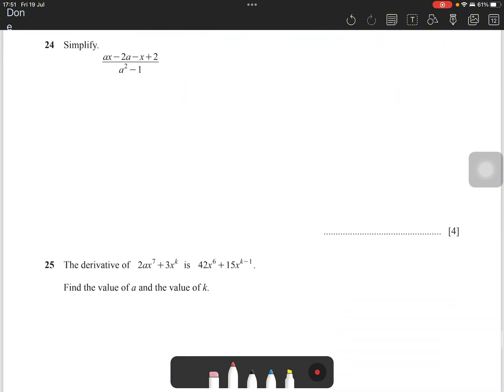Question 24. Simplify this expression. First, we will need to factorize the top and the bottom expressions. Then we try to cancel it. Ax minus 2a, the common factor is a, and we have x minus 2 left. For the other, we will write minus and then x minus 2.